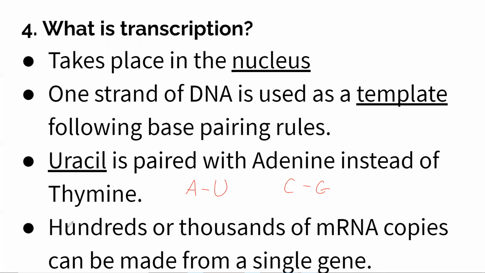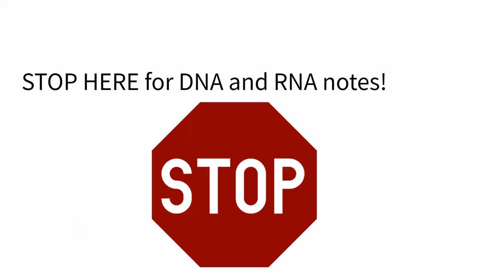And then the last thing on this slide to know about RNA is that hundreds or thousands of mRNA copies can be made from a single gene. Not at the same time, but if your cell needs to make the same protein more than once, it's going to go back to that same gene and make another copy of mRNA. Okay, so we're going to stop here for now. We're going to stop at transcription, just knowing that the mRNA is made and then it gets to travel outside the nucleus. We'll go over this a little bit in class and then we'll do some stuff with it.